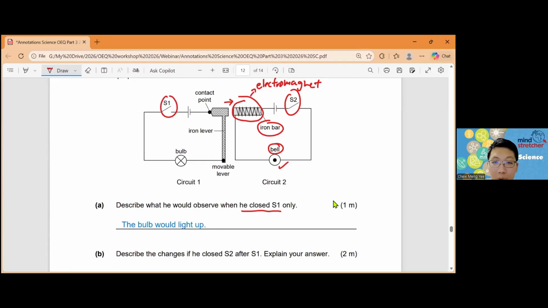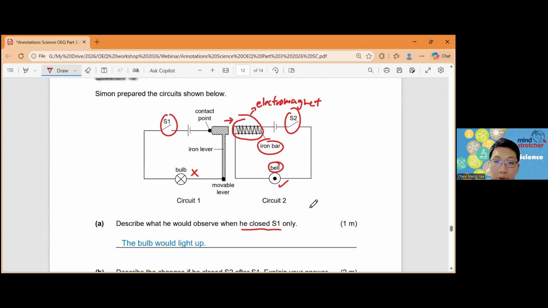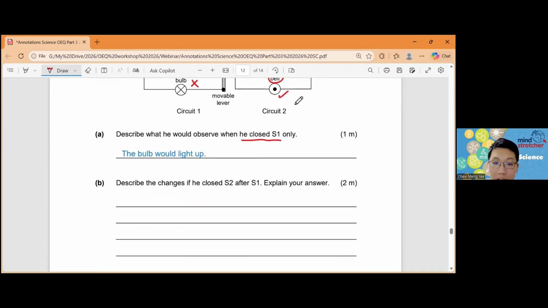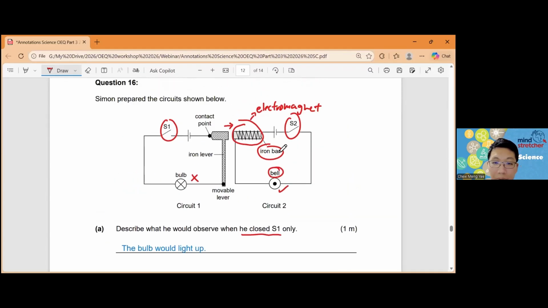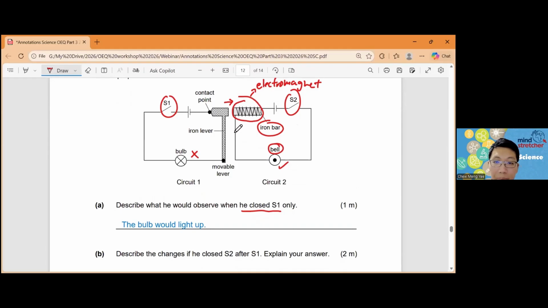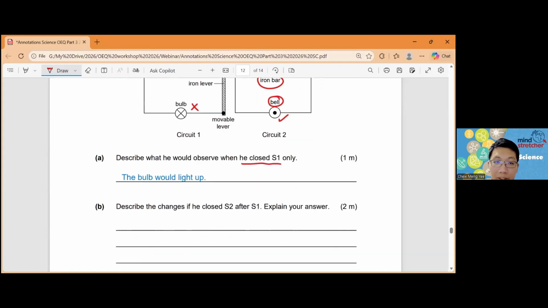And what happens to circuit 1? Circuit 1 becomes open and the bulb will not light up. Or rather, the bulb will turn off. So you have to describe all that, given these 4 lines. So I repeat again, when S2 is closed, now the bell will sound and circuit 2 remains a closed circuit. Iron bar becomes an electromagnet. Okay, so let's write that down first.